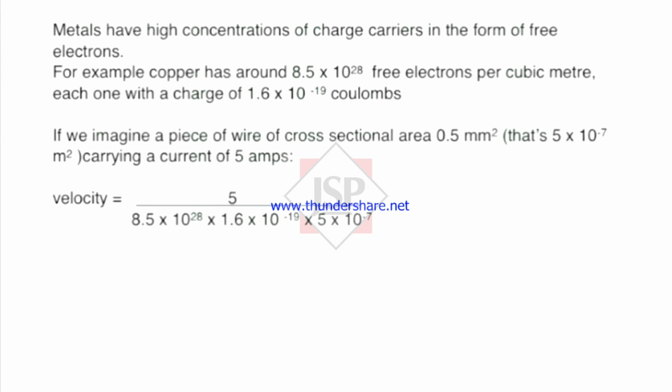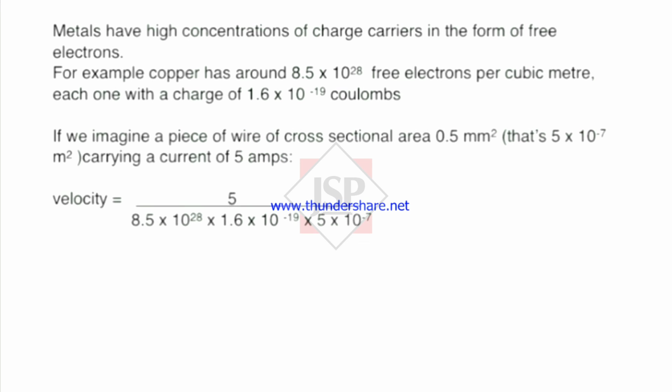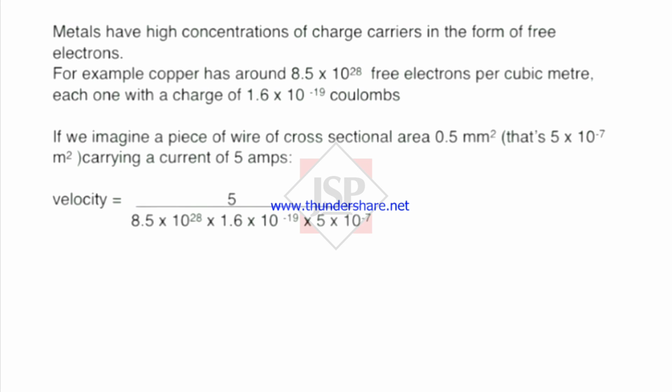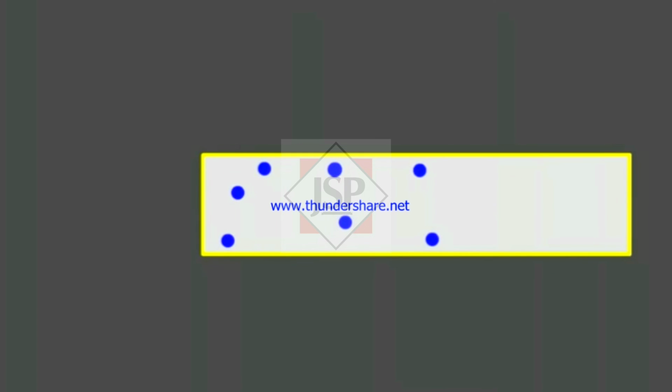Using our equation, the velocity of the electrons will be the current divided by the number of free electrons per cubic meter, multiplied by the charge on each of those, multiplied by the cross-sectional area of the wire. That velocity works out at a snail-like 7.4 times 10 to the minus 4 meters per second. That's less than a millimeter every second. Copper is particularly rich in free electrons. The number of charge carriers in, for example, a semiconductor is far fewer, perhaps 1/millionth. Therefore, to carry a significant current, the drift velocity has to be a lot higher.